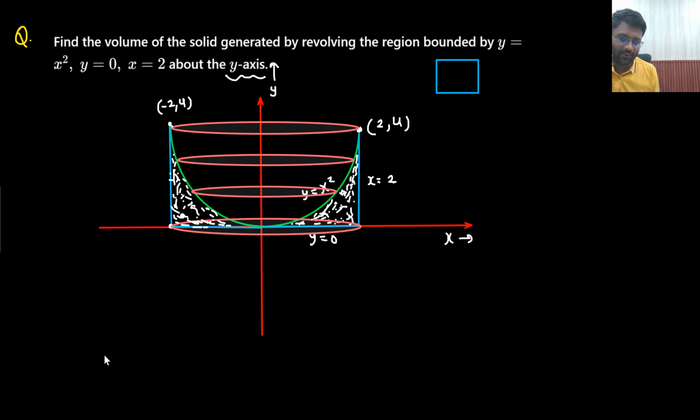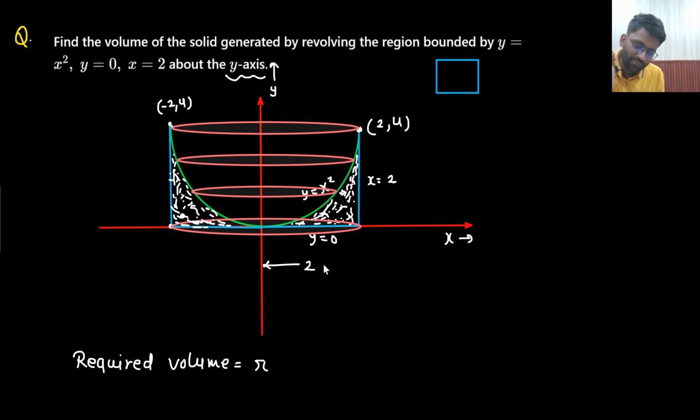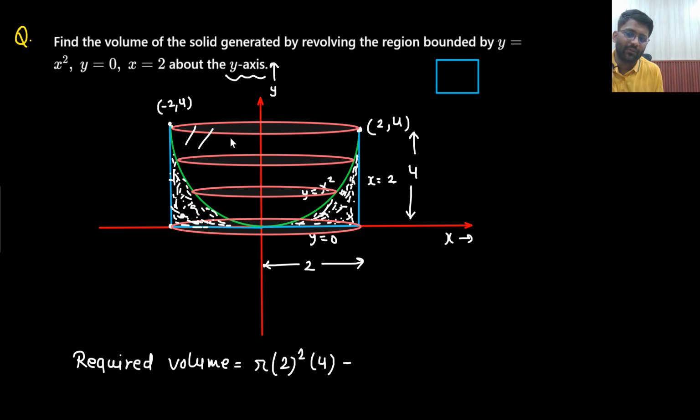So what is my final answer? What is my required volume? The required volume is the volume of the cylinder, which is pi r square h. So pi, what is this length? This length is 2. And what is this length? This length is 4. So 2 square into 4, minus this bowl kind of shape.